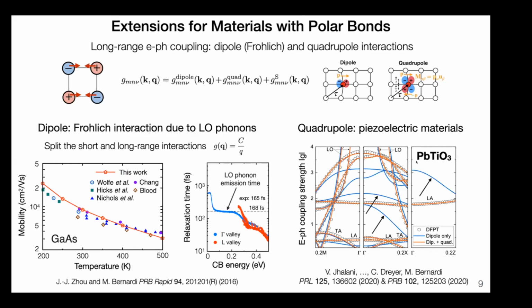A typical example is lead titanate, where you see here, if you use direct DFPT calculation as a benchmark, that if you don't include the quadrupole term, the blue line, then there are very large errors for the electron-phonon coupling for the acoustic modes. And then if you include the quadrupole term, one can accurately predict the coupling also for the acoustic modes. So this kind of completes the theory.